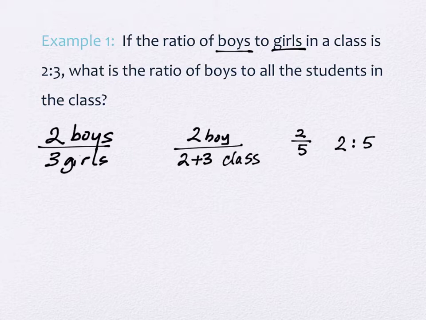Or for another option, you can write 2 to 5 like this. Okay? So this would be the ratio of boys to the whole class. Now that doesn't tell you there's 2 boys and 5 kids, right? It just tells you for every 2 boys there are 5 kids, just like for every 2 boys there are 3 girls. And we can go the other direction as well.